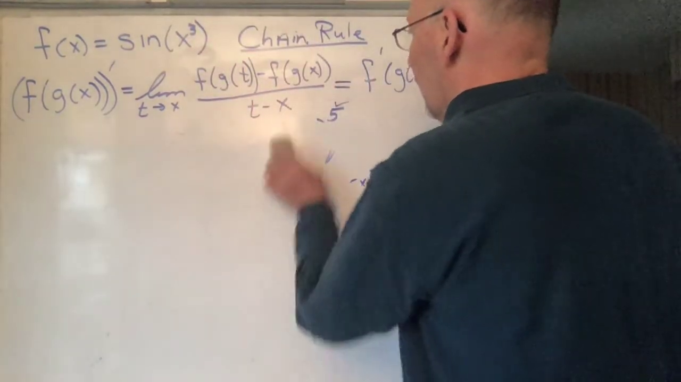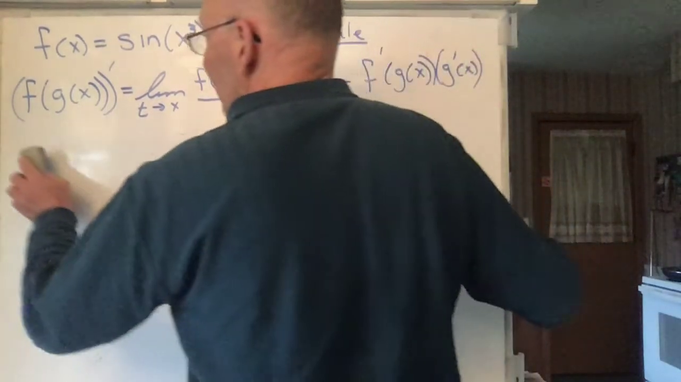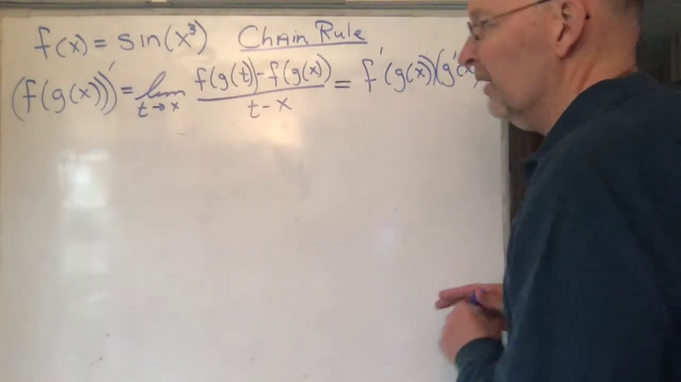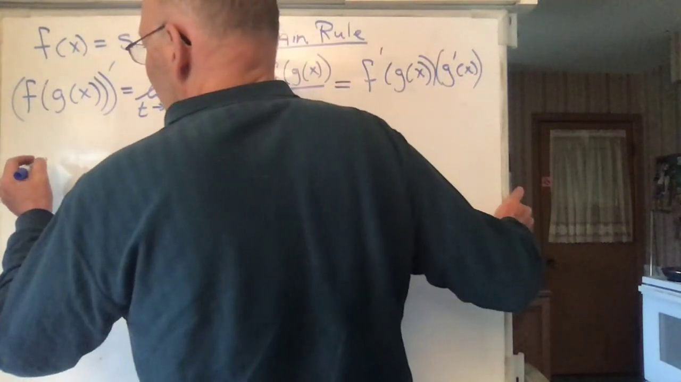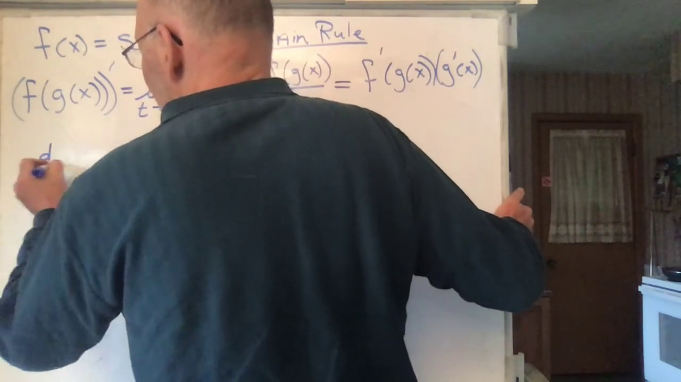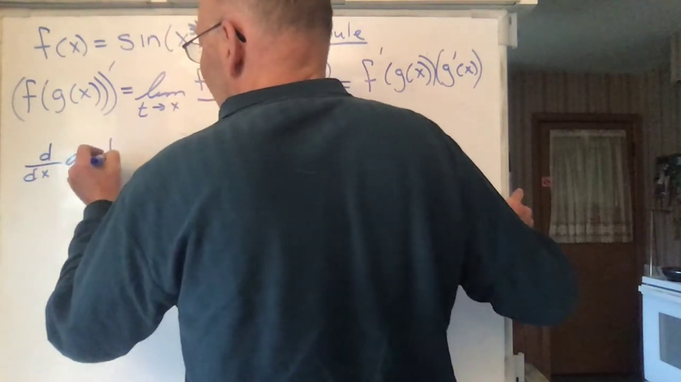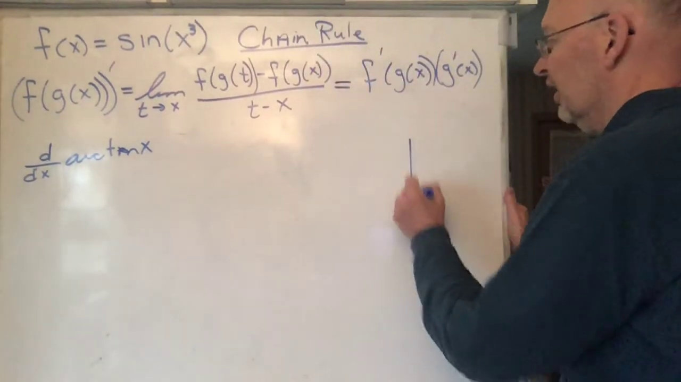The other thing I want to do in this lesson is to show you how the chain rule allows us to find just a couple more derivatives that we haven't done yet. Let's do this one first. What is the derivative of the arctangent of x? Recall what the arctangent looks like.